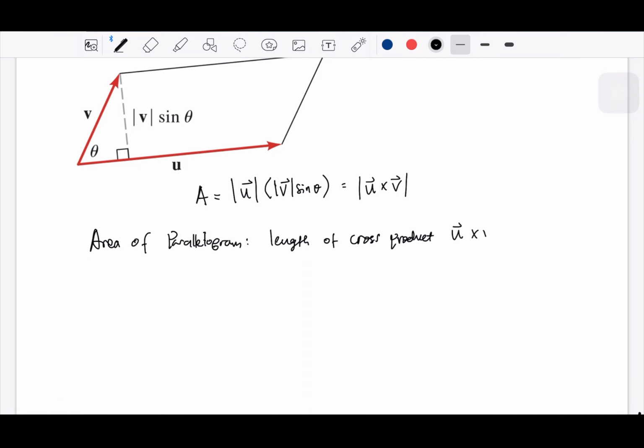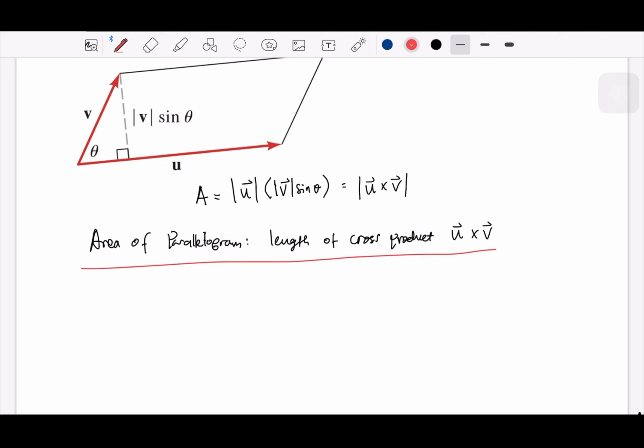U cross V. Yeah, that's it. The area of the parallelogram. Now another application is to find the volume of the parallelepiped.